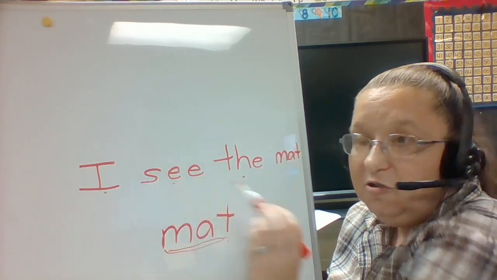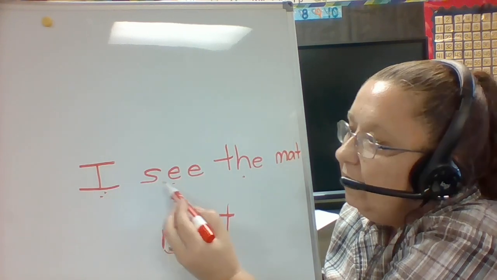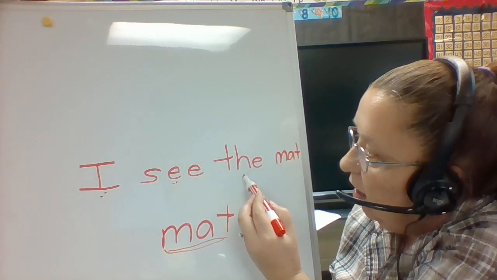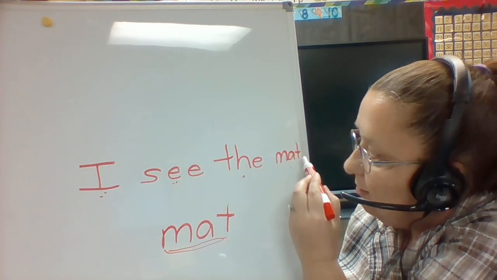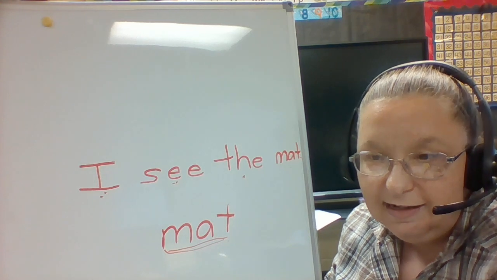Mat. So let's read the sentence together. Ready? I see the mat. And then I put a little dot there for the period at the end.